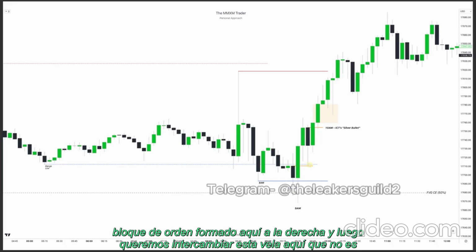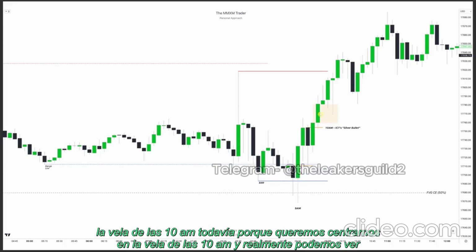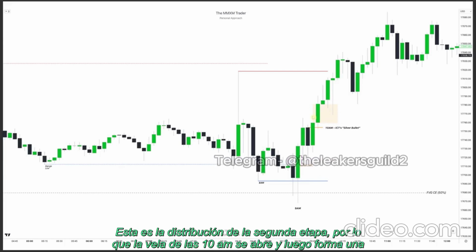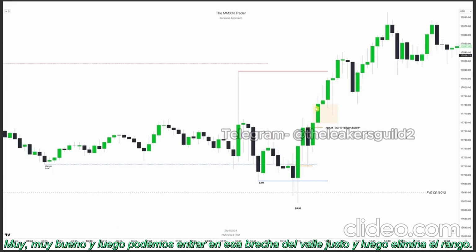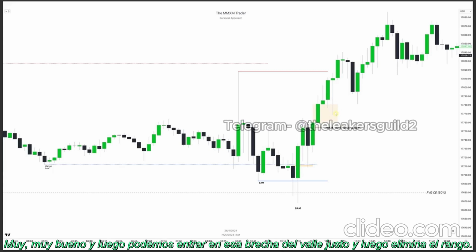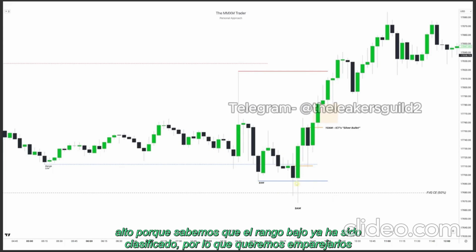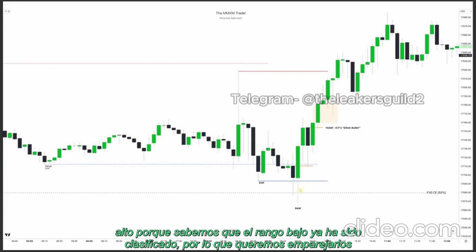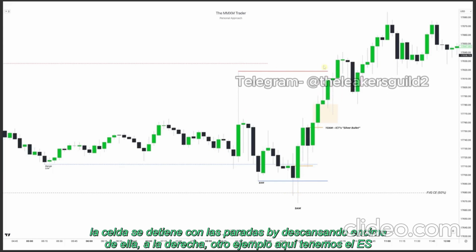And then we want to either trade this candle here, which is not the 10 a.m. candle yet, because we want to be focusing on the 10 a.m. candle. And we can actually see this is the second stage distribution. So the 10 a.m. candle opens up and then forms a fair value gap, and then we can take entry on that fair value gap, and then it takes out the range high because we know the range low has been raided already. So we want to be pairing up those sell stops with the buy stops resting above it.